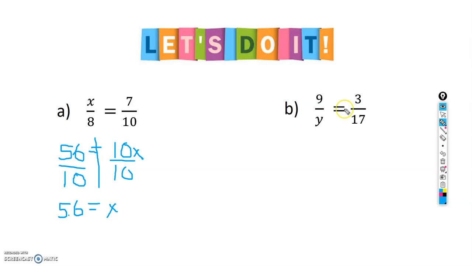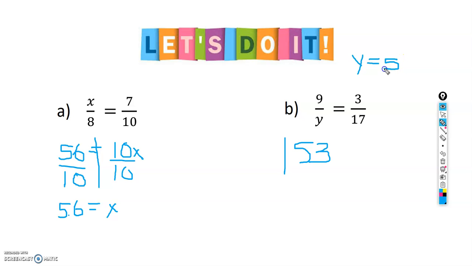Let's try this one. Multiply with our cross product. 17 times 9 is 153. And then if we divide by the odd man out, which is 3, 153 divided by 3, we get 51. So y will equal 51. We multiply, divide by the odd man out.